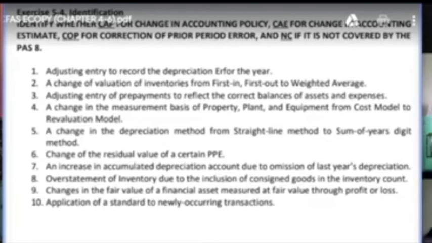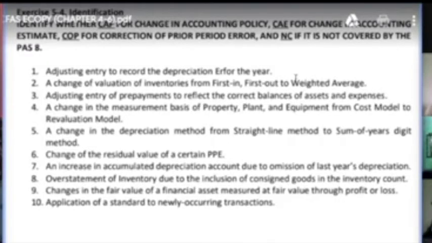Number 1, please. Adjusting entry to record the depreciation for the year. Okay, but this is just for the year. This is not an error, man. Depreciation for the year only. You do this every year. So this is not covered by the standard. This is just normal accounting procedure, class.